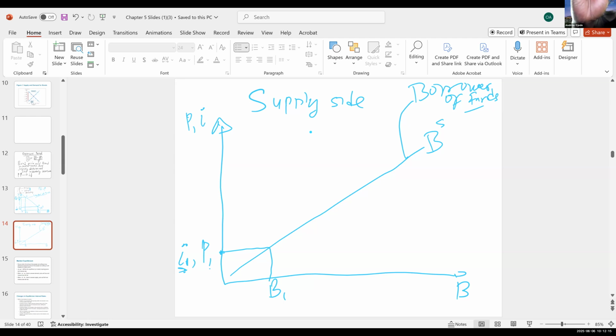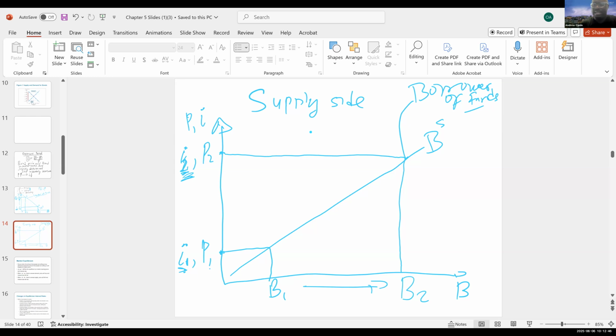But when the price of the bond rises to P2, that means the interest rate falls. Remember this I2 up here, we're reading interest rate in the opposite direction. That I2 is actually less than this I1 down here. So when the interest rate is low and the price of the bond is high, bond suppliers want to supply more. They want to issue more bonds and borrow more funds, because it's cheaper to borrow at a low interest rate. So the quantity supplied of bonds is going to increase.